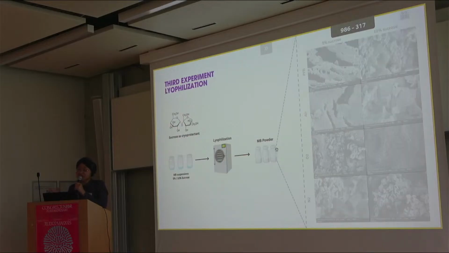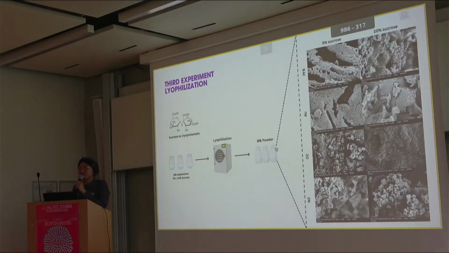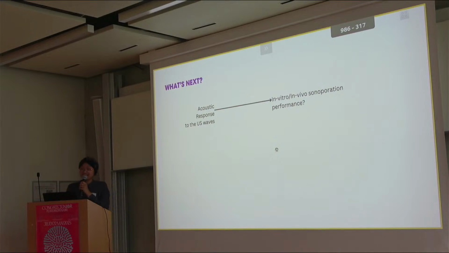And lastly, we try to lyophilize with 2 different concentrations of sucrose, and we see that actually 5% is enough to protect the spherical structure of microbubbles from the damage of freezing, and, well, some shrinkage in the oxygen and nitrogen microbubbles. And so, what next?